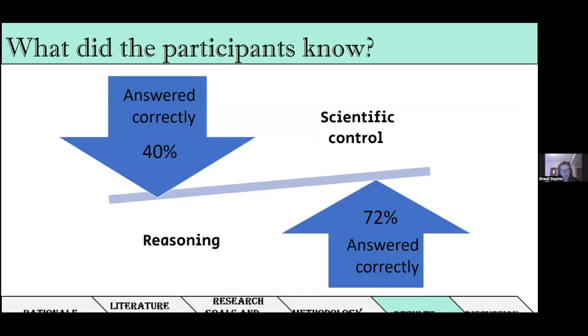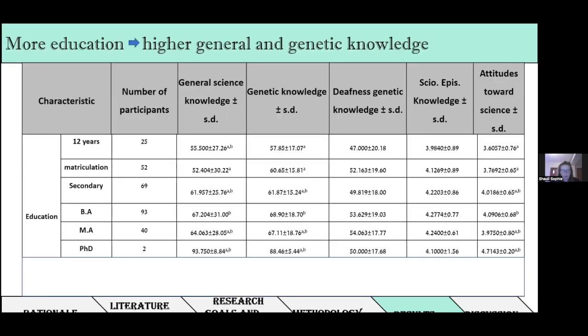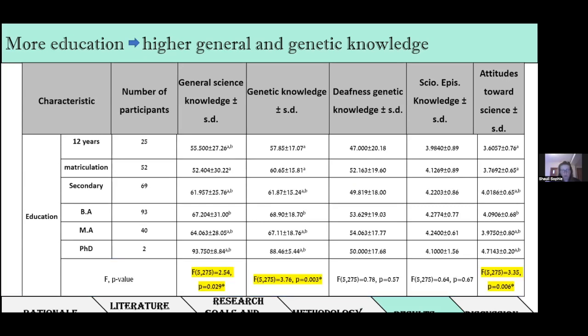I will skip that and go to the more interesting parts. The highly educated participants had higher general and genetic knowledge. T-tests and ANOVAs revealed significant differences in all scores across participants as a function of level of education. However, they did not differ in what they knew about the genetics of deafness, as you can see, and about their socio-epistemological knowledge.